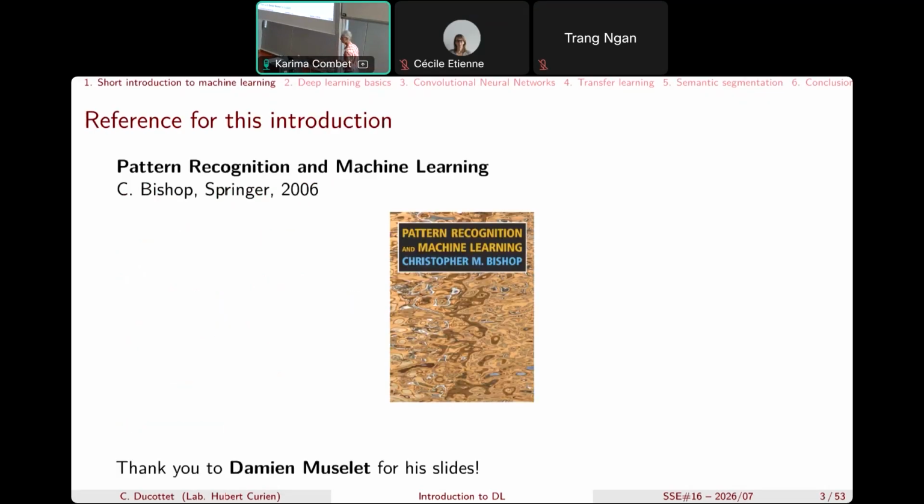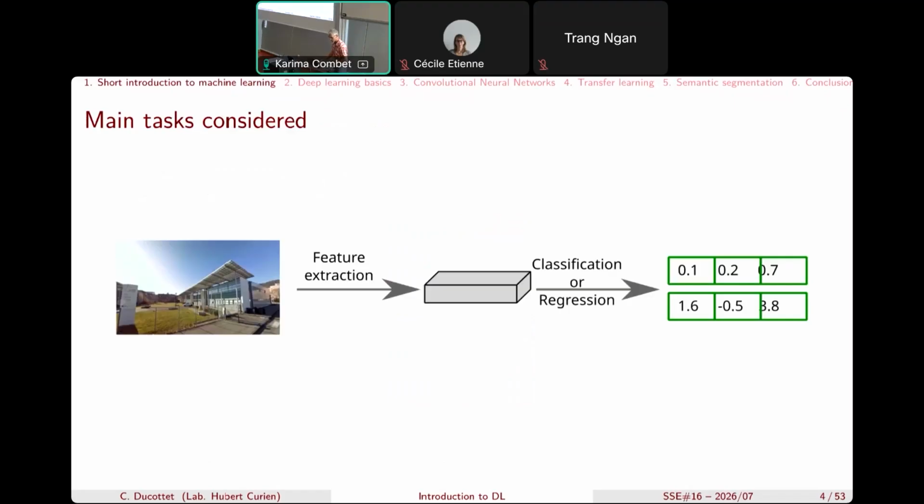Okay, the first part of my introduction is largely due to this book, so I just want to cite it. And then also some slides are from my colleague Damien Muselet. So I thank him also for this.